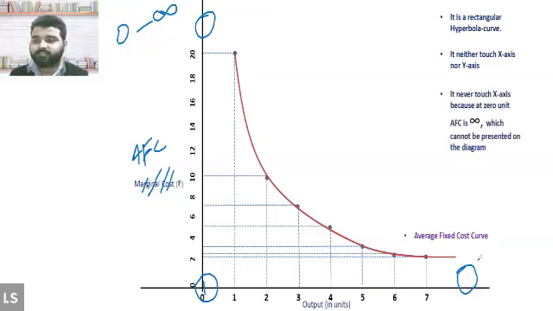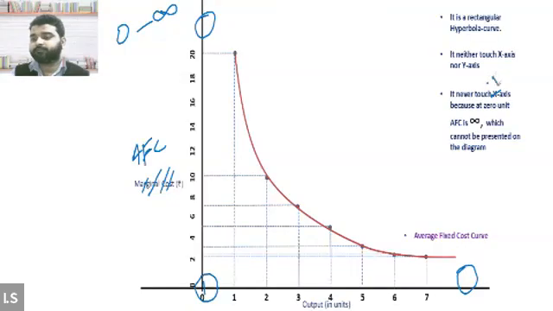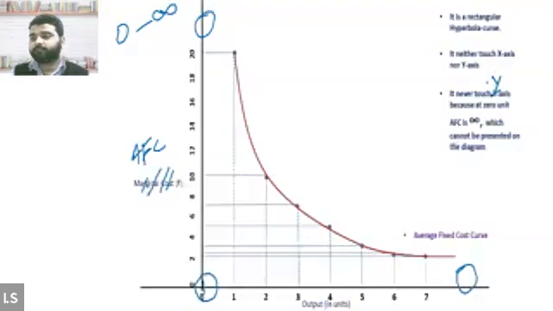It never touches the y axis because at 0 unit, AFC is infinity, which cannot be presented on the diagram, correct? It never touches the x axis, because AFC can never be 0.